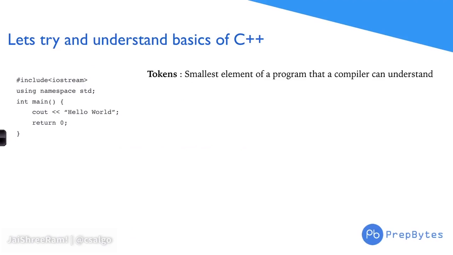Okay, so the next thing we are going to talk about is tokens. A token is the smallest element of a program that a compiler can understand. Now when you write this particular program, you will save it somewhere. You can either use some IDE or you can save it in Notepad. Okay, you will save it using the .cpp extension.